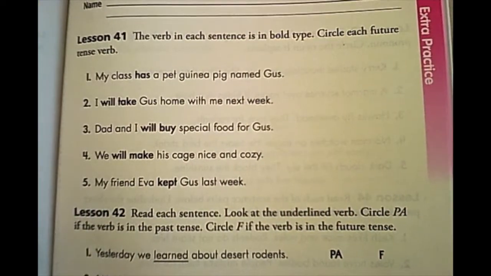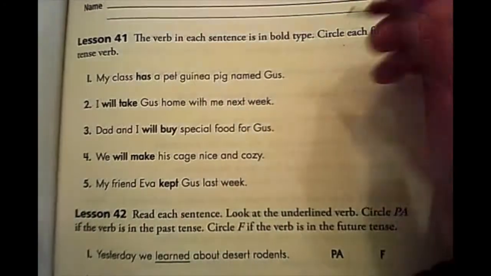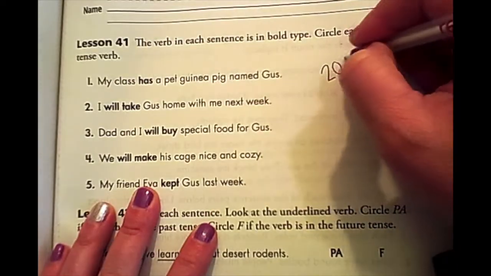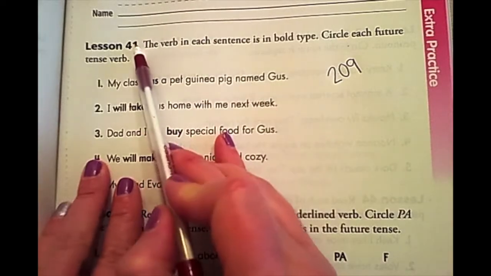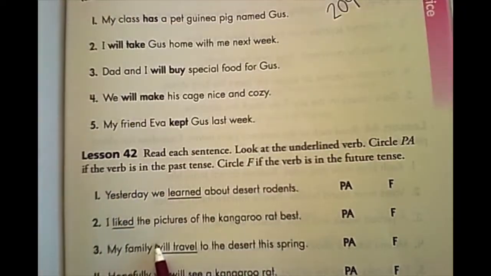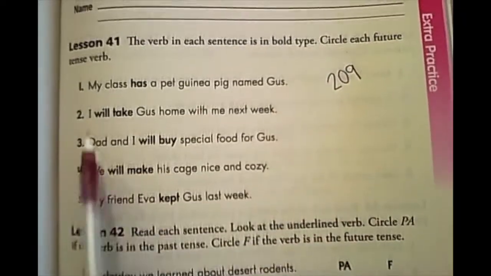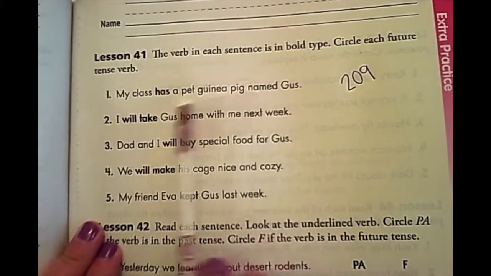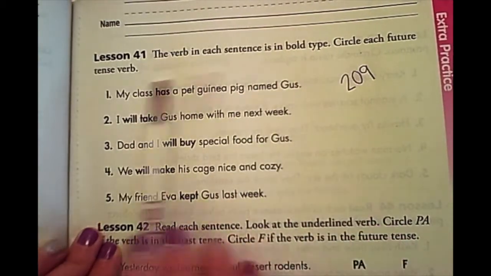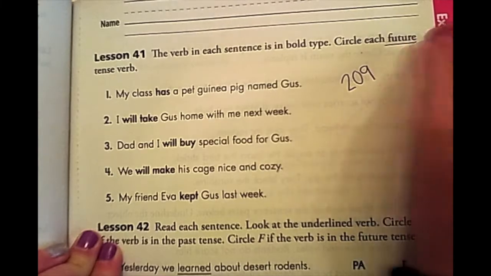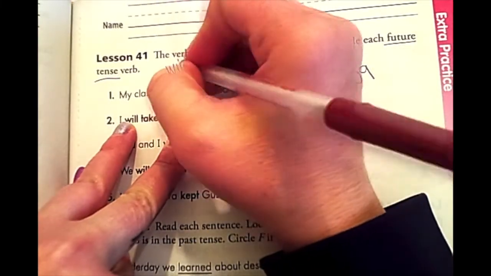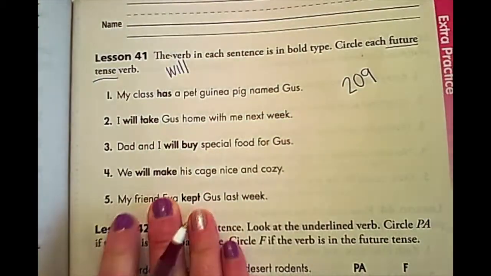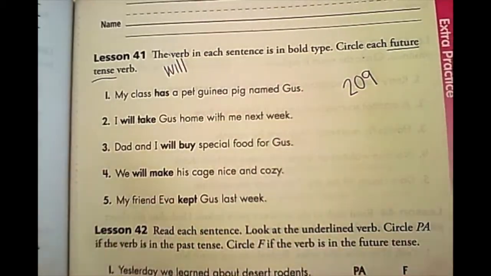Last thing that I want you guys to do is turn to page 209. Okay, and you're going to do lesson 41 and 42. Okay, and it says the verb in each sentence is in bold. Circle the future tense. Remember, our clue word is will. All the other sentences, do not do anything to it.